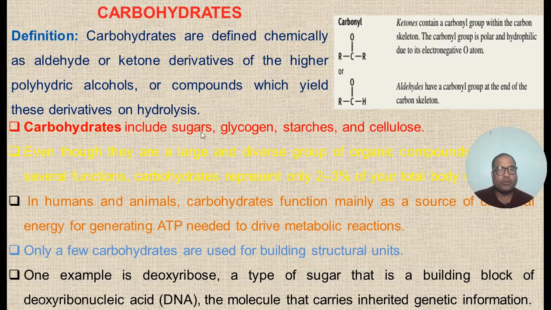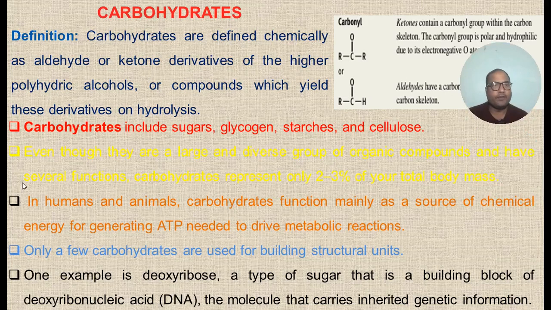Carbohydrates include sugar, glycogen, starch, and cellulose. Even though they are a large and diverse group of organic compounds and have several functions, carbohydrates represent only 2 to 3% of your total body mass. In humans and animals, carbohydrates function mainly as a source of chemical energy for generating ATP needed to drive metabolic reactions.